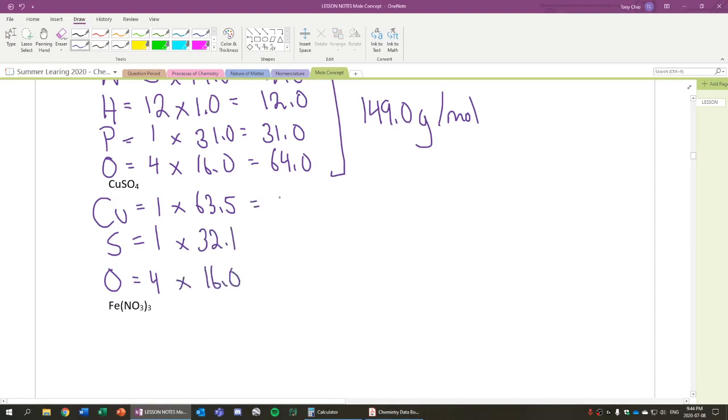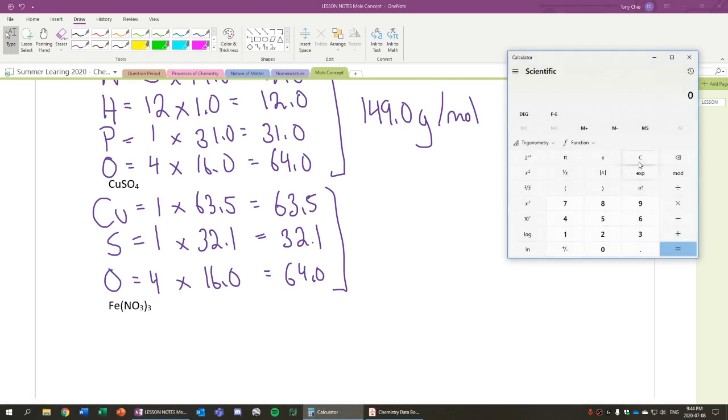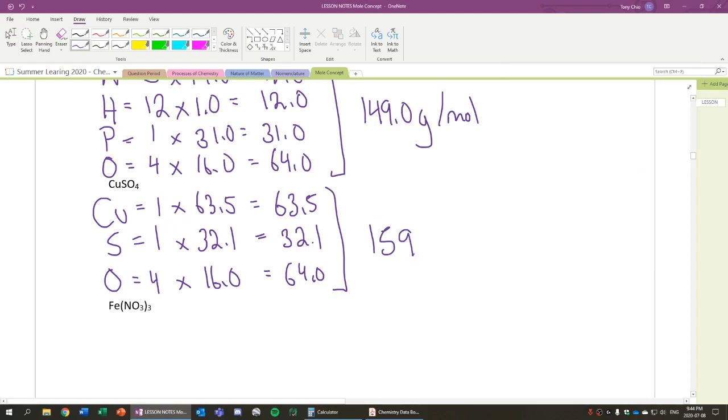So 1 times 63.5 is still 63.5. 1 times 32.1 is still 32.1. But 4 times 16 is 64.0. So now we add these all up. And when we add all these up, we'll get the molar mass of CuSO4, which ends up being 159.6 grams per mole.